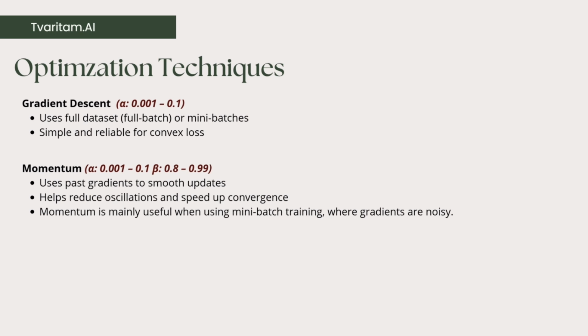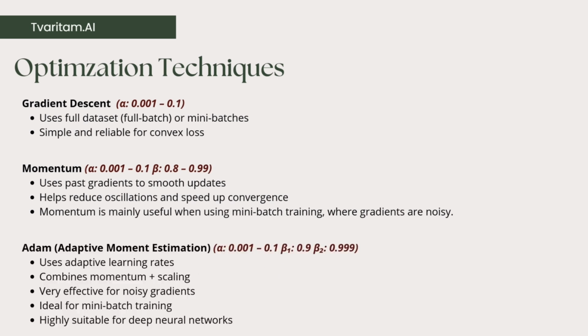Momentum adds velocity to gradient descent, so instead of relying only on the current gradient, it also considers past gradients by computing a moving average. Hence it is useful when we are using mini batch for training. It helps reduce oscillations, smooth the updates and converge faster in the right direction, and it also introduces a parameter beta, typically 0.8 to 0.99, that controls how much past gradients influence the current updates.